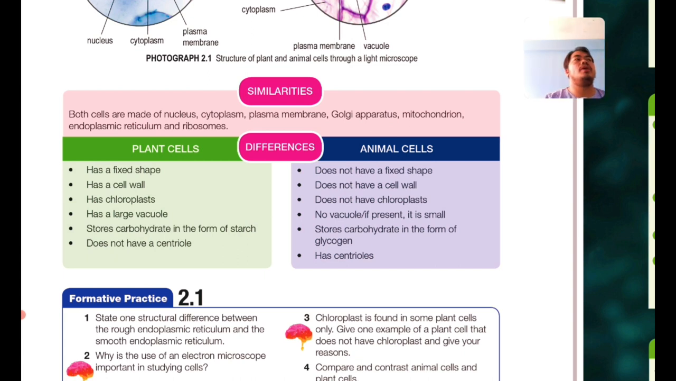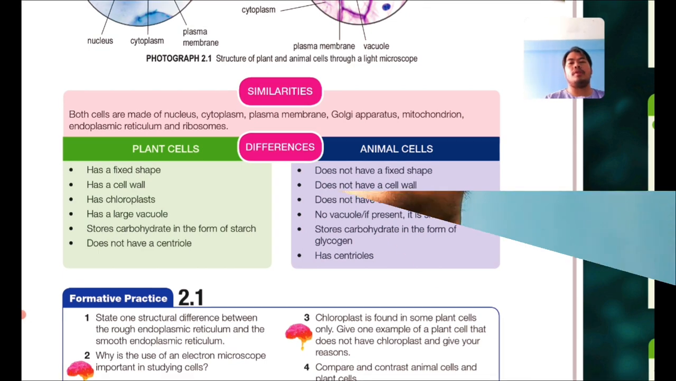And then we also have several other components, for example the plasma membrane, which acts like a guard, pengawal, yang mengawal benda keluar masuk daripada cell. We have dinding cell, the cell wall, for plant cells, which keeps the structure in a fixed shape, strong.